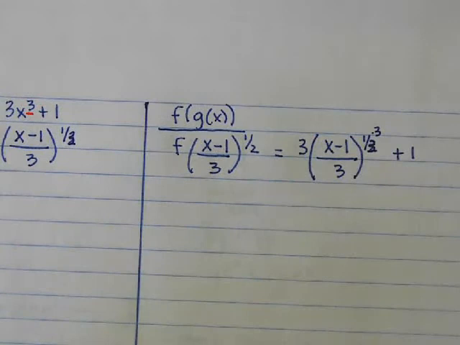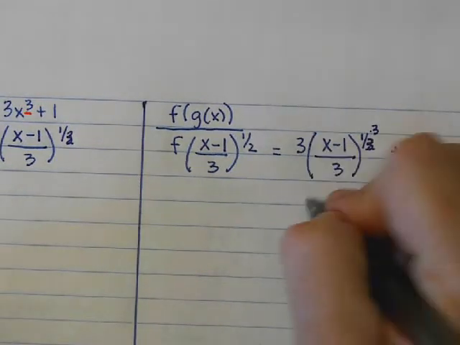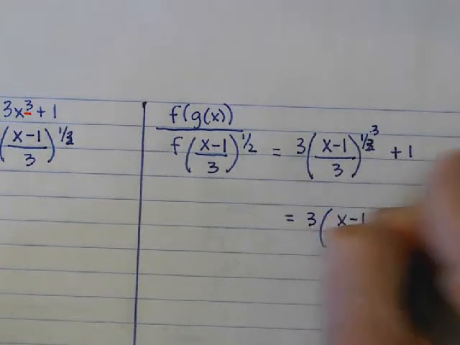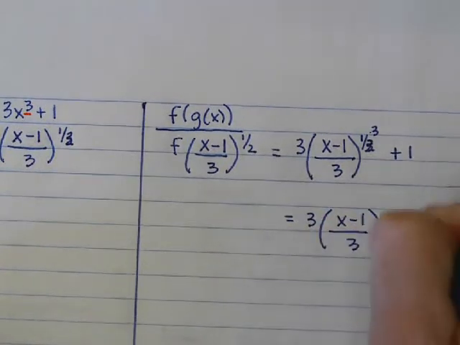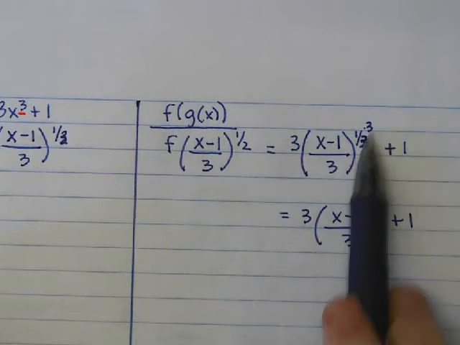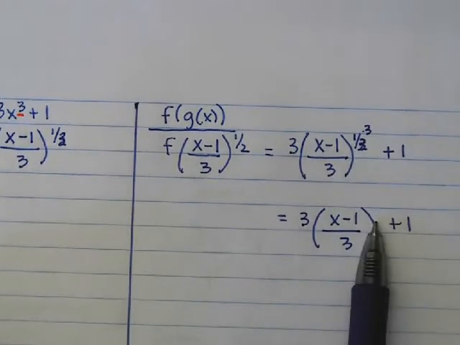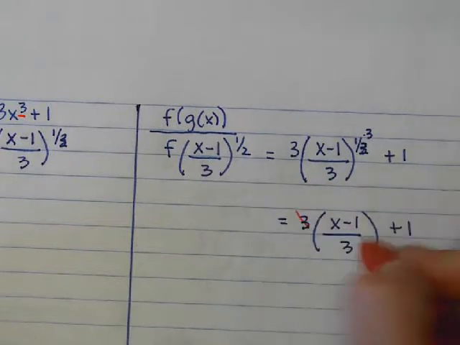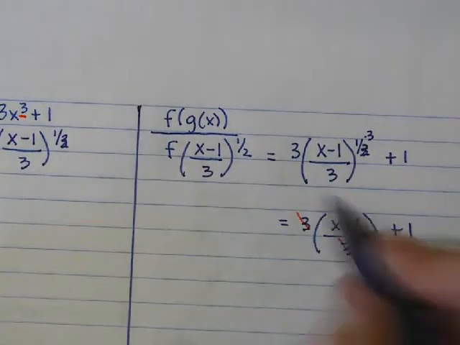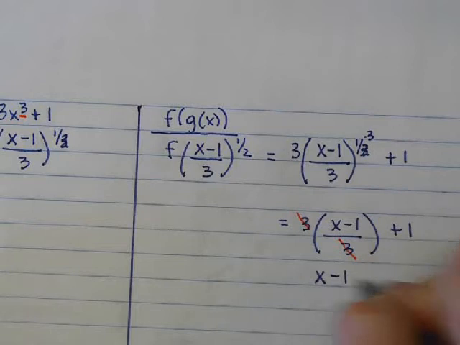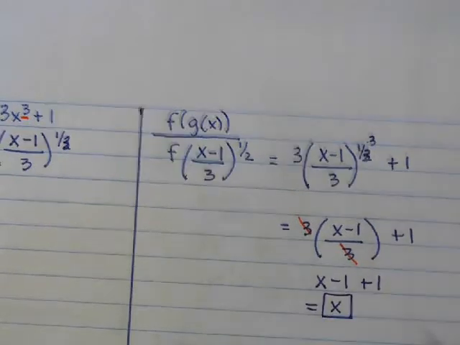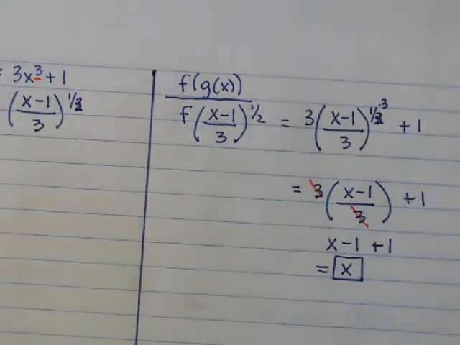Okay, power to a power, you multiply. Well, 1/3 of 3 is 1. So this is 3 times (x minus 1 over 3) plus 1. And all I did was multiply those together. Those 3's are going to cancel out. That one cancels with that one, and I'm left with x minus 1 plus 1, which equals x. Okay, I did the first part.